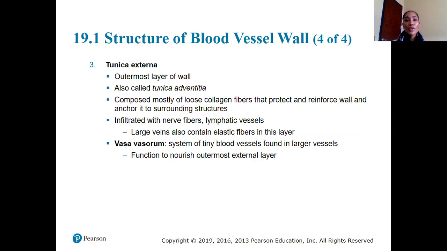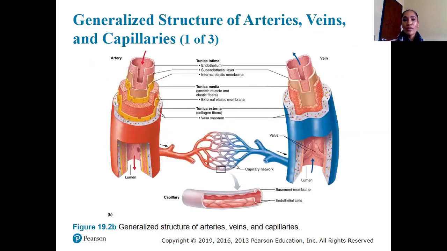The most external layer of a blood vessel wall will be the tunica externa. It's also called the tunica adventitia. It's composed mostly of loose collagen fibers that will protect and reinforce the wall and then anchor it to its surrounding structures. It will be infiltrated with nerve fibers and lymphatic vessels, and large veins also contain elastic fibers in this particular layer. Vasa vasorum is going to be a system of tiny blood vessels found only in larger vessels, and they function to nourish the outermost external layer.